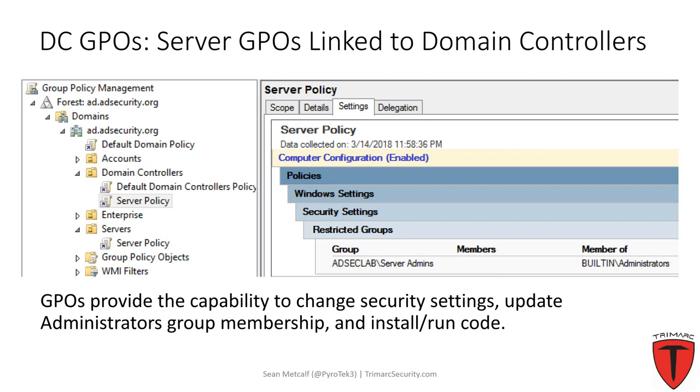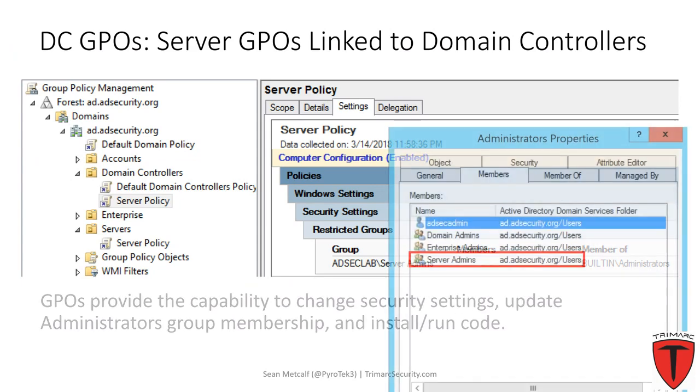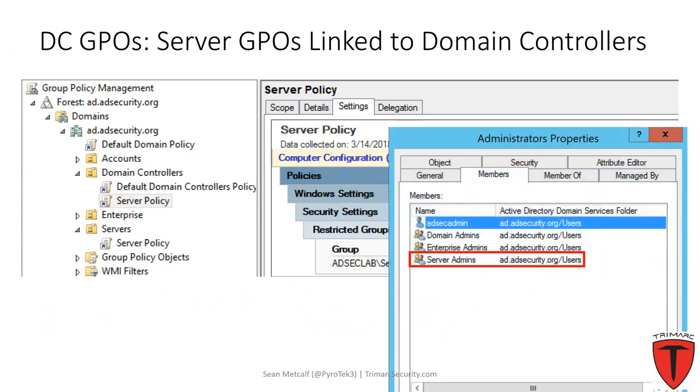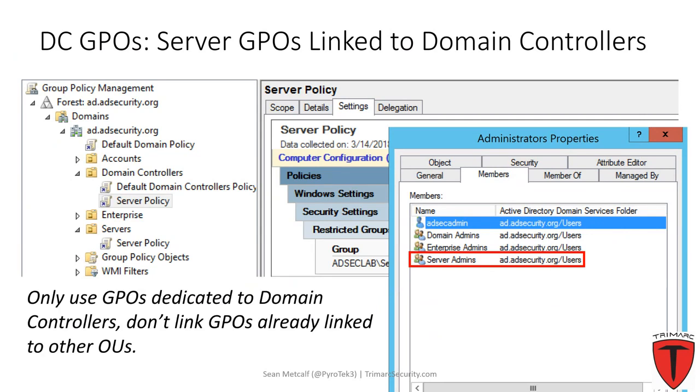Because you could have a situation where a restricted group is adding server admins to the built-in administrators group. And once this runs on the domain controller, server admins is then added to the domain administrators group, which is not what you want to do. So you definitely want to make sure that you use GPOs dedicated to DCs and not relink existing GPOs, for this and other reasons. We don't want unintended consequences occurring on our DCs.